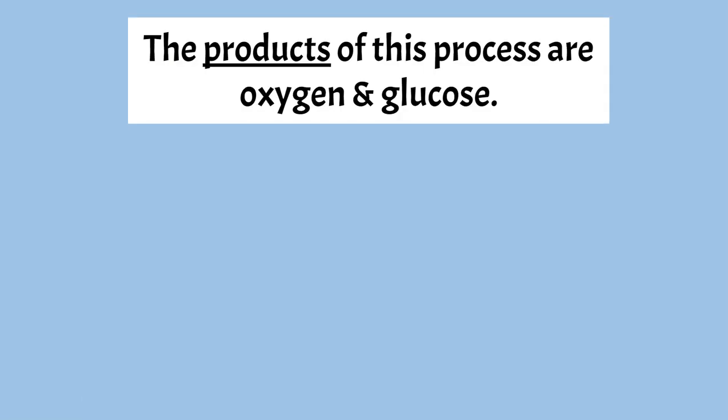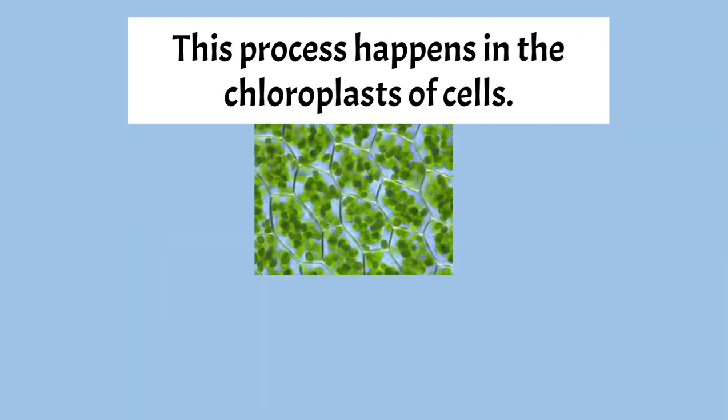All right, so the products of this process are oxygen and glucose. So which one produces oxygen and glucose? Is it photosynthesis or is it cellular respiration? It's photosynthesis, of course. All right, this process happens in the chloroplasts of cells. What's going to happen in chloroplast? Well, that's the place where we take sunlight energy and turn it into oxygen and glucose. So it is photosynthesis again.